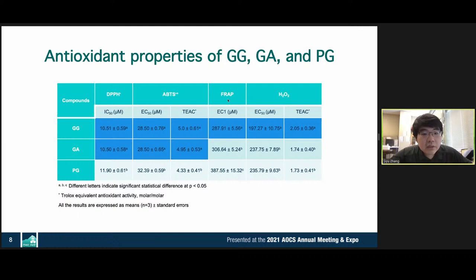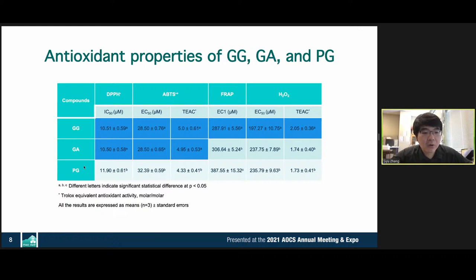In the FRAP and hydrogen peroxide assays, 1-O-galloyl-glycerol showed the highest antioxidant property. In the DPPH and ABTS assays, 1-O-galloyl-glycerol and gallic acid showed similar antioxidant property, which is higher than propyl gallate. So 1-O-galloyl-glycerol maybe can be used as an antioxidant alternative to gallic acid.